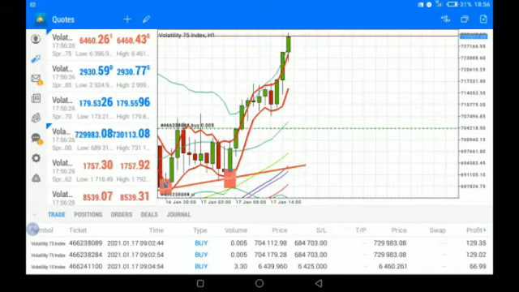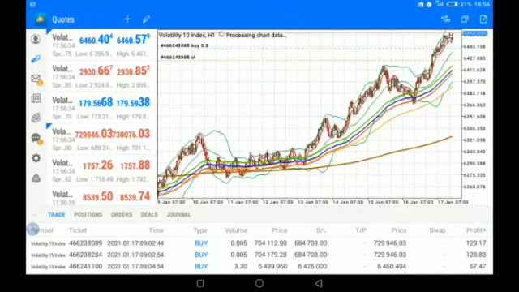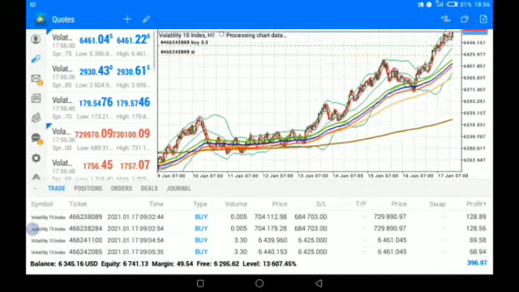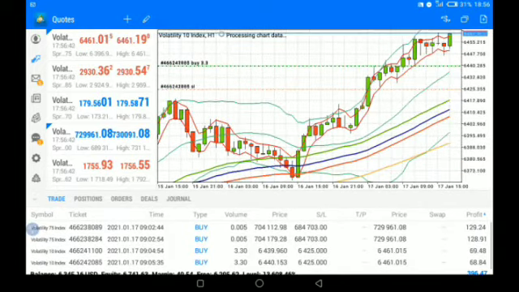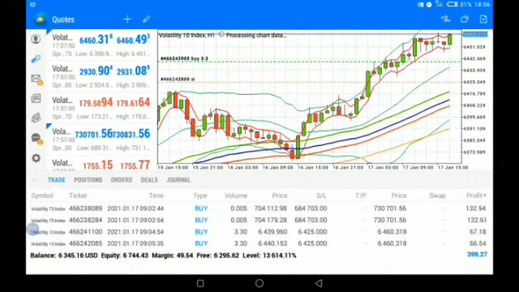Let's see volatility 10. You can see that volatility 10 is also doing good too. It's sitting at around 68 USD floating for each of the entries. So you can see what I've been doing so far.